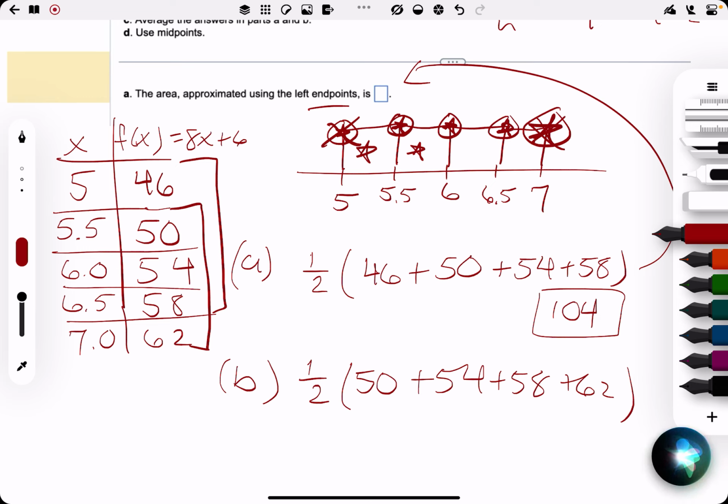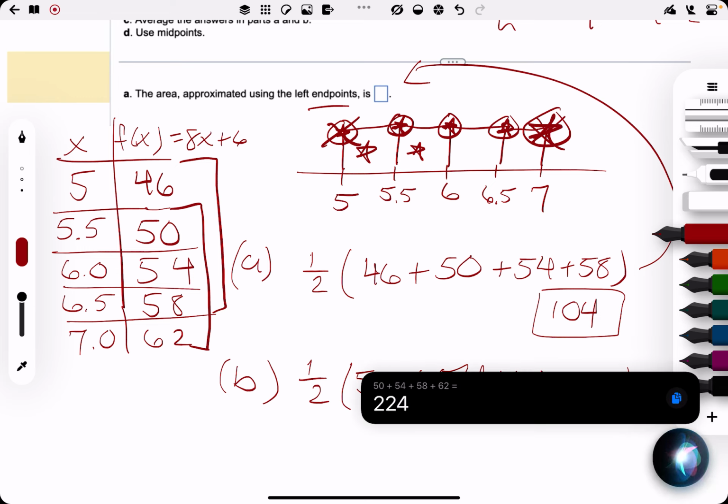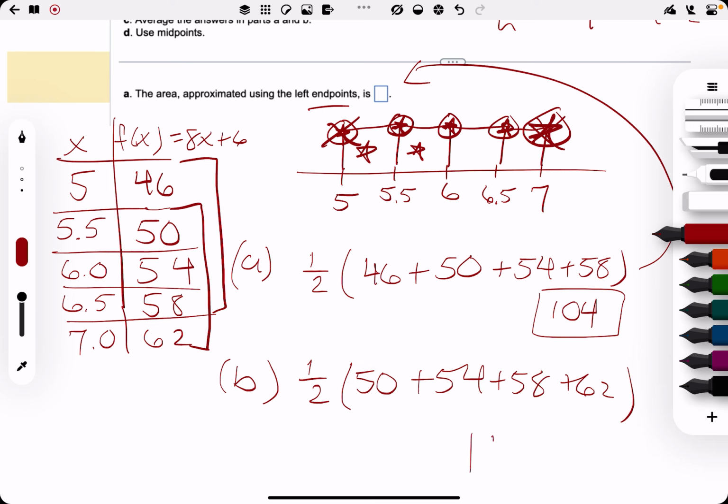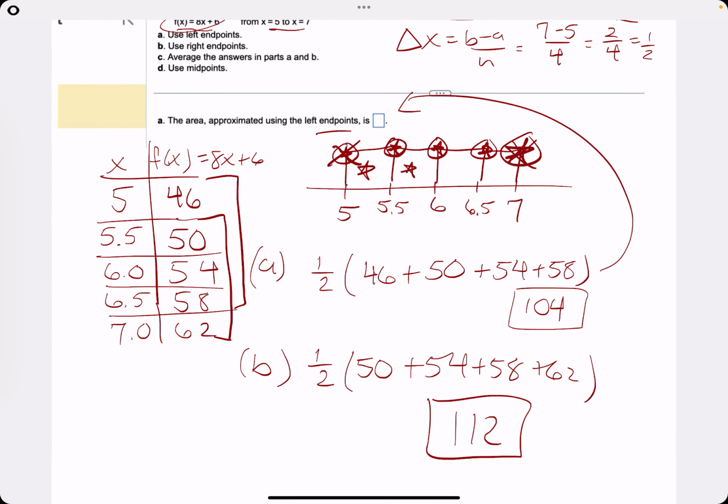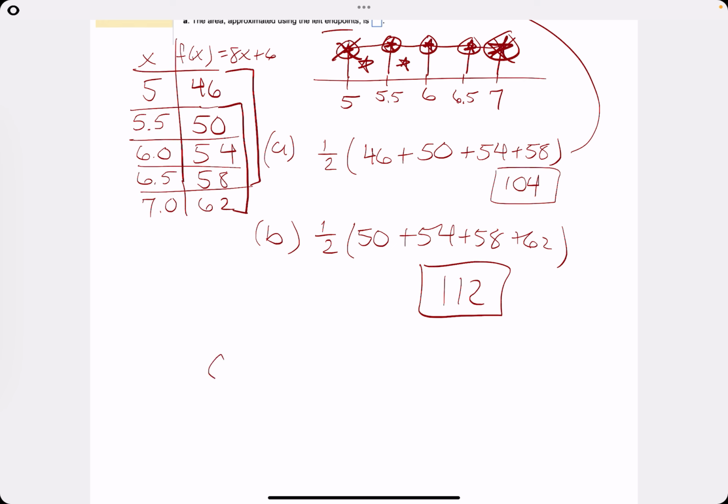Now they ask us to average the answers in parts A and B. So averaging these values, we would do 104 plus 112 divided by 2. That would give us 216 divided by 2, so 108. And in part D, they say use midpoints. So let's talk about how we can calculate the midpoint sum.